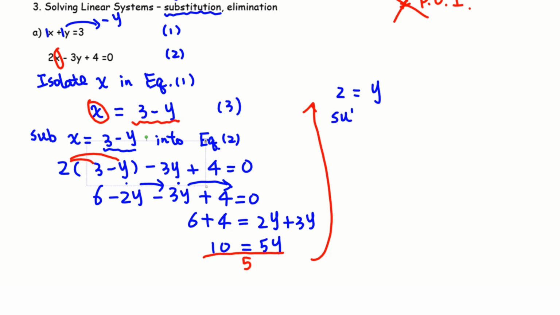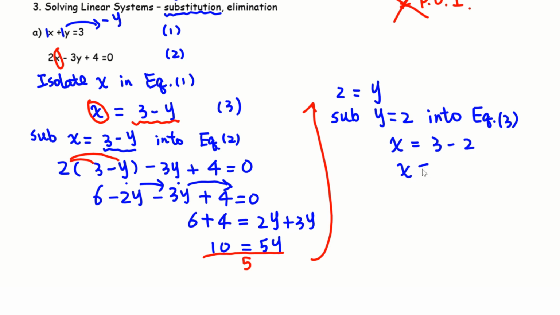So we are going to substitute y equals 2 into one of these equations. You will see equation 3 will be easier because x is isolated. So we sub y equals 2 into equation 3. Then in equation 3, the x is isolated, so it's just substitution. x equals 3 minus 2. Replace y with 2. We have x equals 1.